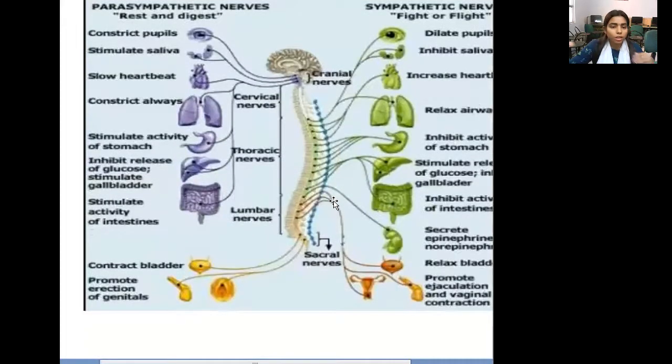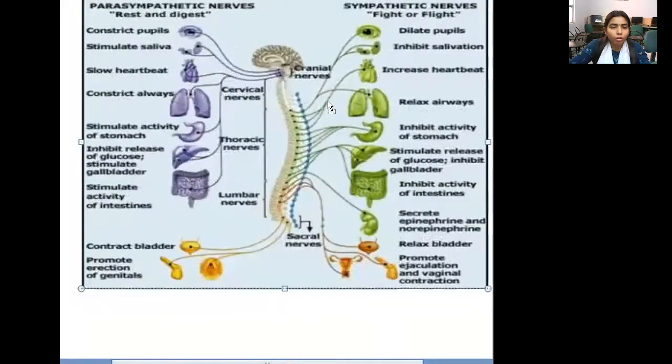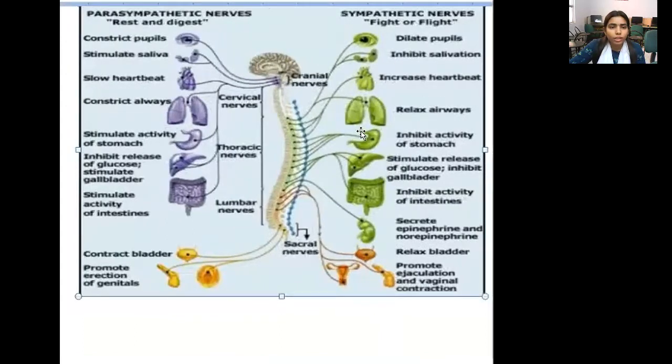Now you can see this another diagram, which is given here of the parasympathetic and sympathetic nervous system. So the parasympathetic nervous system is rest and digestion, and the sympathetic nervous system is the fight or flight mode, as I told you. So you can see here.